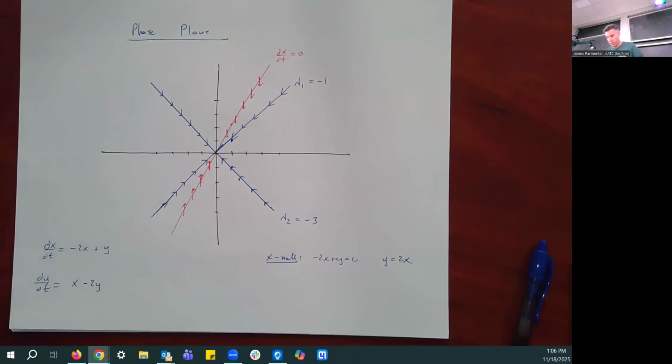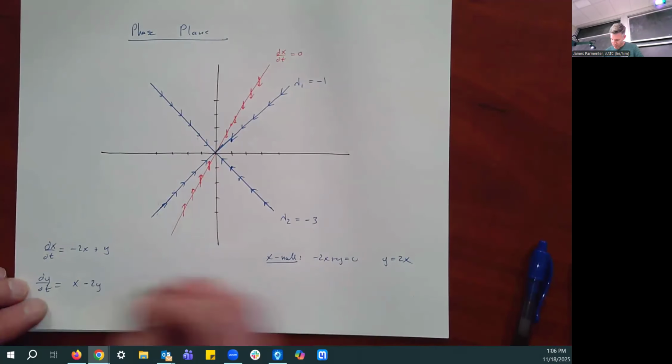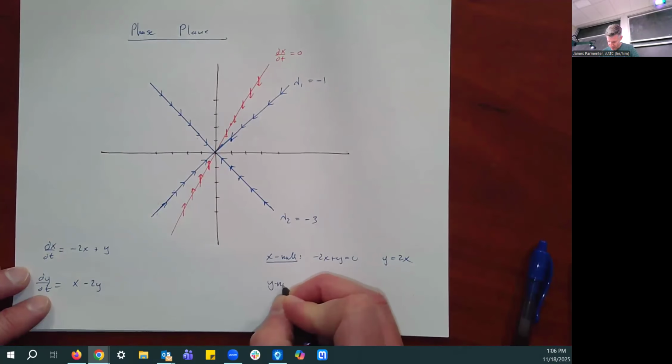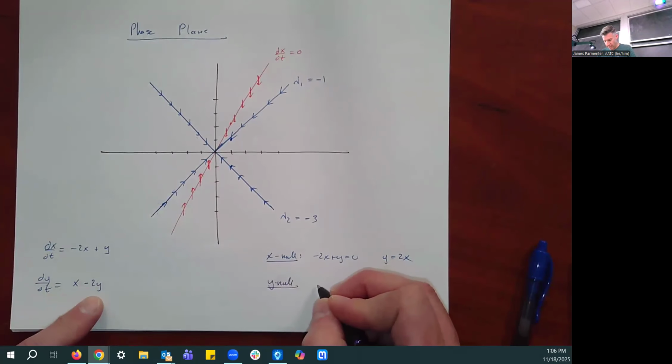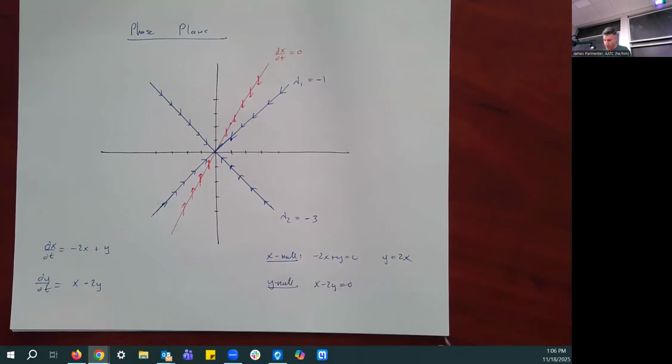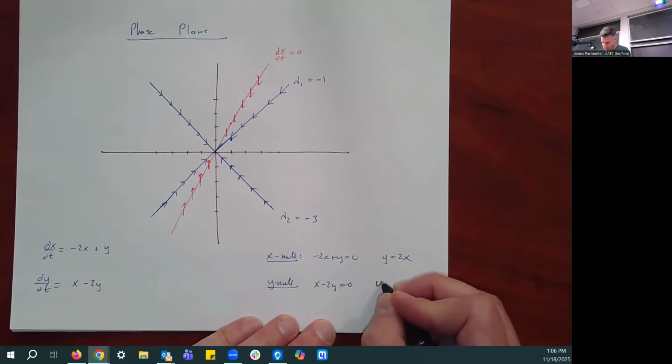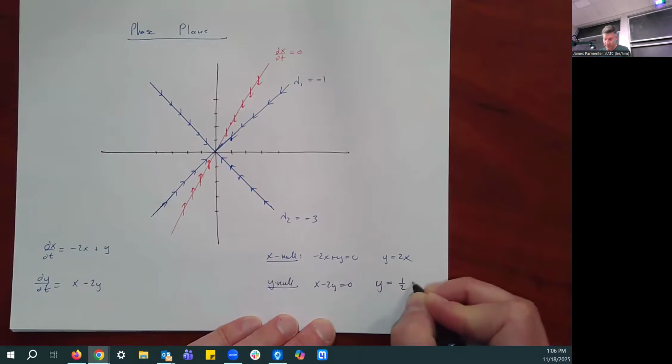Fine, we lose purple. Okay, so for my y nullcline, we have x minus 2y equal to 0, or solving for y because it makes it easier for me to graph, y equal to 1/2 x. I see a question. Yeah.